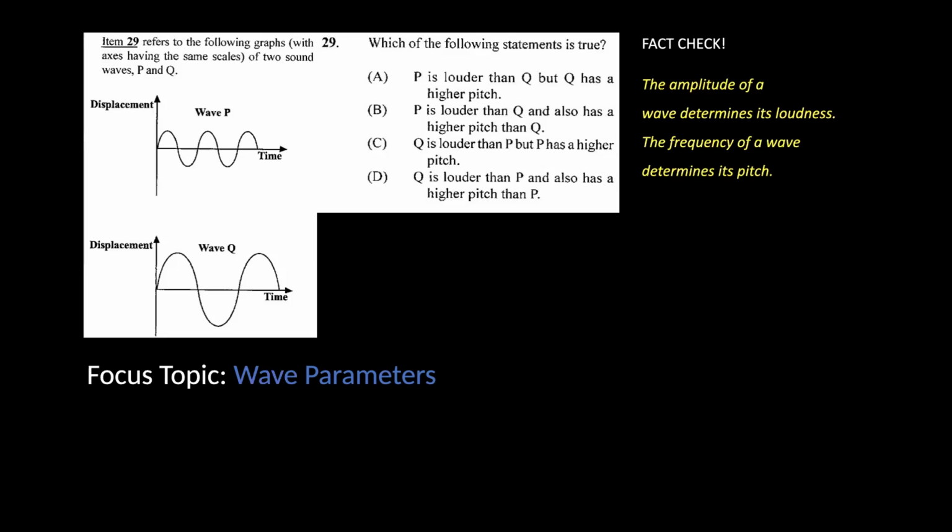So wave P has a higher frequency because we have more waves per second, or per unit time, whereas wave Q has a higher amplitude, which means that it is louder. And that's C.